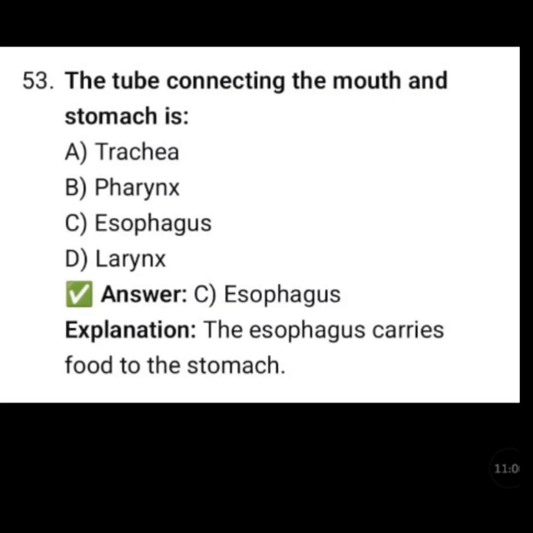The tube connecting the mouth and stomach is trachea, pharynx, esophagus, larynx. The correct answer is option C, esophagus. The esophagus carries food to the stomach.